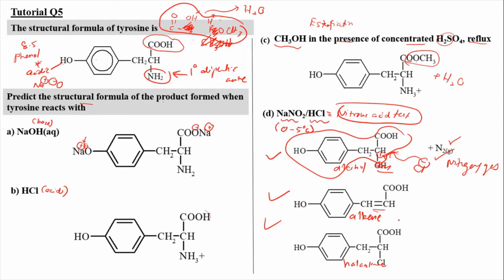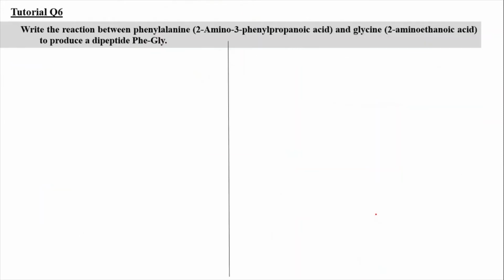Okay, all right, now we move on to the next question, which is tutorial question 6. So for tutorial question 6, we have to write the reaction between phenylalanine, whose IUPAC name is 2-amino 3-phenyl propanoic acid, and glycine, which is 2-amino ethanoic acid, in order to produce a dipeptide, which is Phe-Gly. Means that it is a combination of one amino acid here and the other amino acid, glycine. Okay, so first we need to draw the structure.